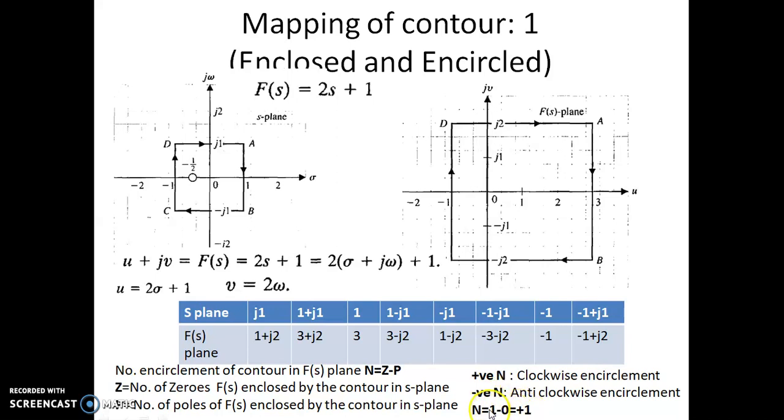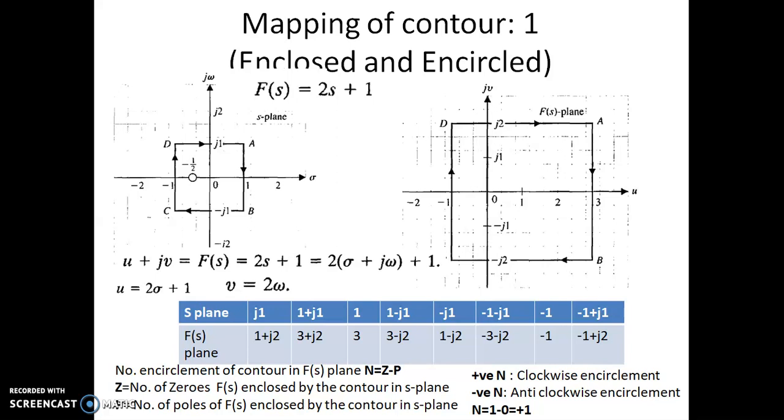So what does N equal to 1 say? N can be either positive or negative. If N is positive, it actually means a clockwise encirclement of the origin of the f of s plane. So you are encircling the origin of this f of s plane once in the clockwise direction. That's what the meaning of N is.